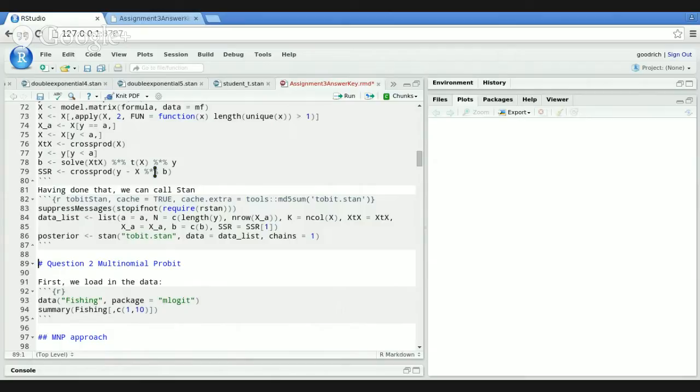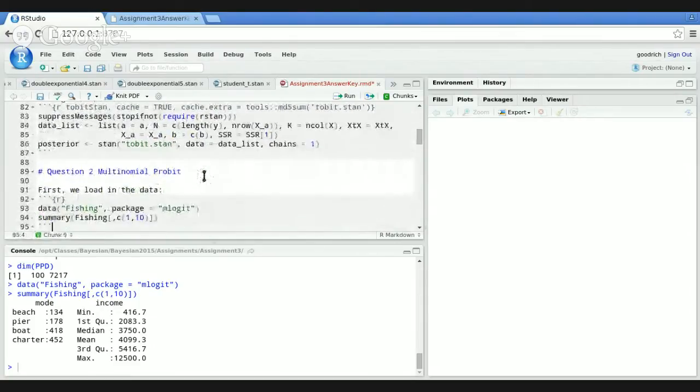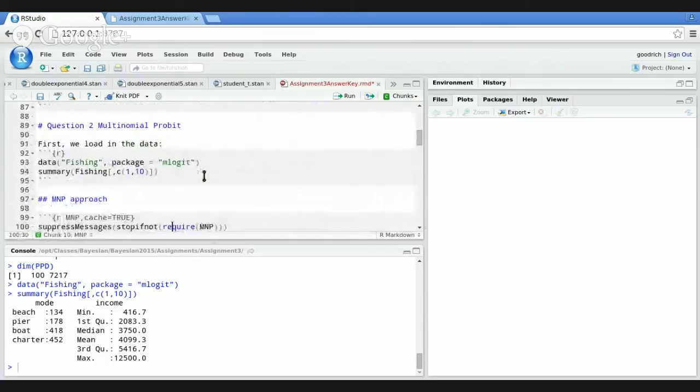All right, so question 2 pertains to the multinomial Probit model. This was an example where we wanted to predict which way of fishing people prefer as a function of their income. I think this is monthly income. And if you're interested in fishing, this might be the model for you.